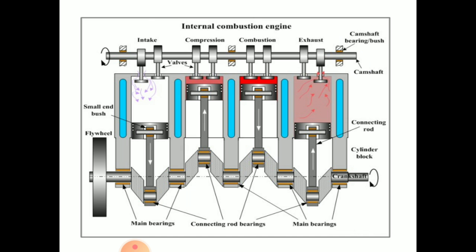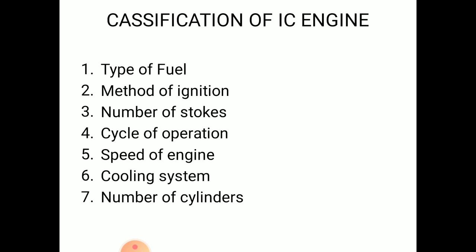Next one is classification of IC engine. First one is according to the type of fuel: petrol fuel, diesel fuel, dual fuel, CNG. Second, according to the method of ignition: spark ignition or compression ignition. Third one is according to number of stroke, like 4 stroke, 2 stroke. Now recently there is research going on 5 stroke and 6 stroke also. Fourth one, according to the cycle of operation: auto cycle, diesel cycle, dual cycle.